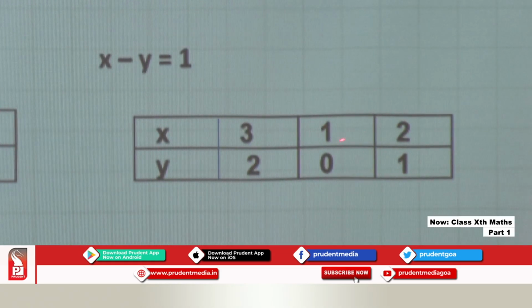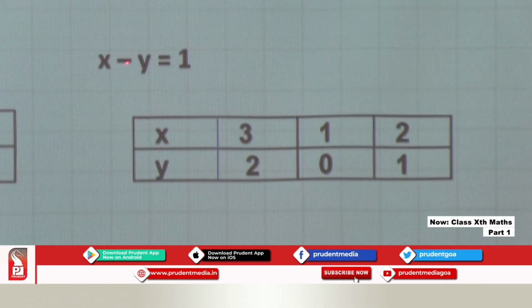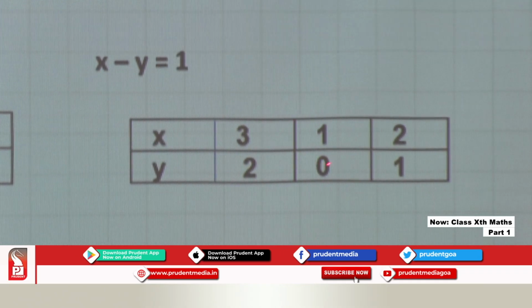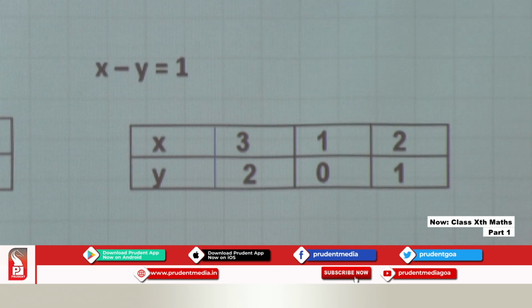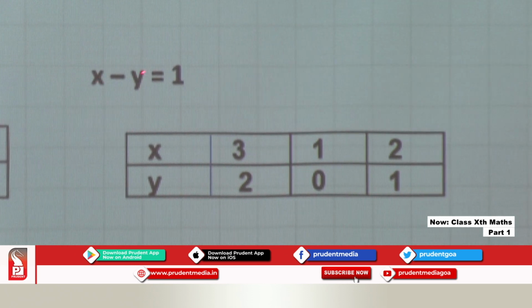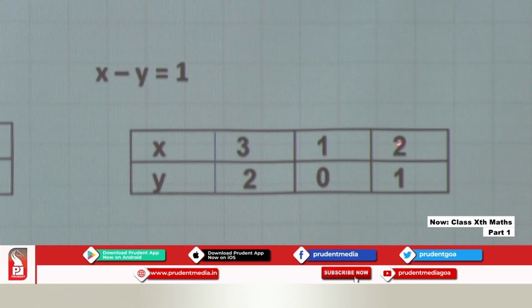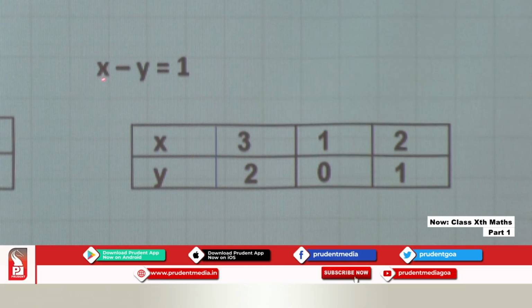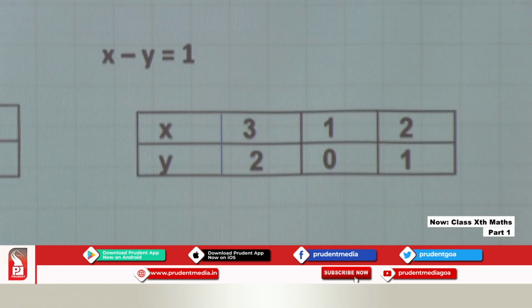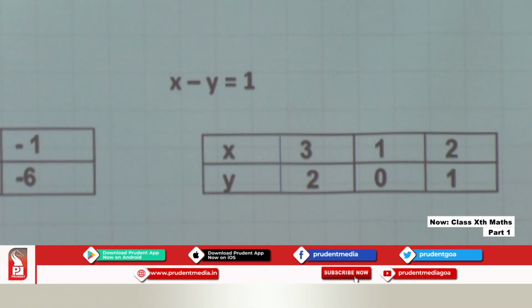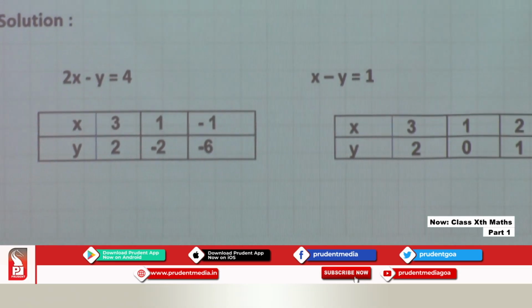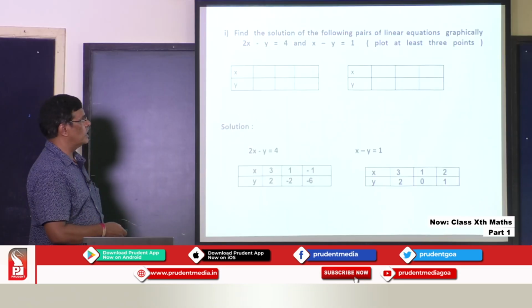I have taken here value of x is 1. So 1 minus 0 is 1, so value of y is 0. So once you take one value, other value you will get directly. So here I have taken value of x is 2 and value of y is 1. 2 minus 1 is 1. So everywhere my left hand side and right hand side has to be balanced. So once I get these coordinates for both the lines, now I can plot the graph.